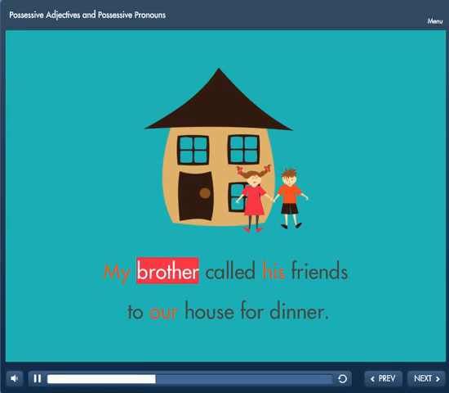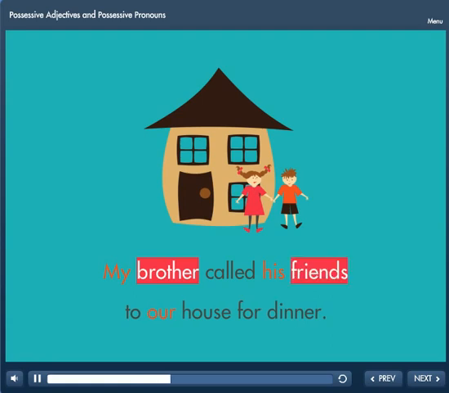The noun after the possessive adjective his is friends. So I know that we are talking about my brother's friends. And the noun after the possessive adjective our is house. So I know that we are talking about the house that belongs to my brother and me.